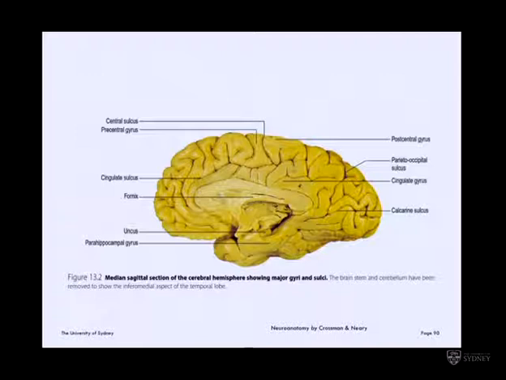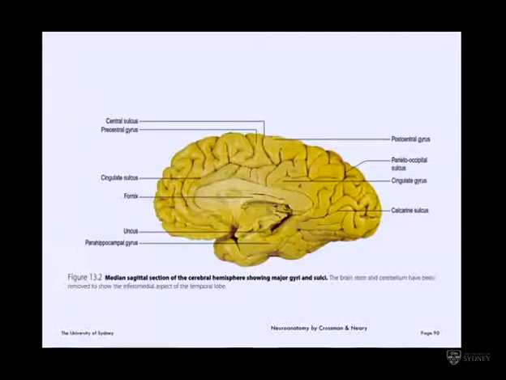The structure here referred to as the parahippocampal gyrus. We'll talk about this shortly. The hippocampus is associated with memory. Parahippocampal gyrus also contributes to being part of the hippocampus. And then the uncus here, associated with smell. We'll talk about that a little later.